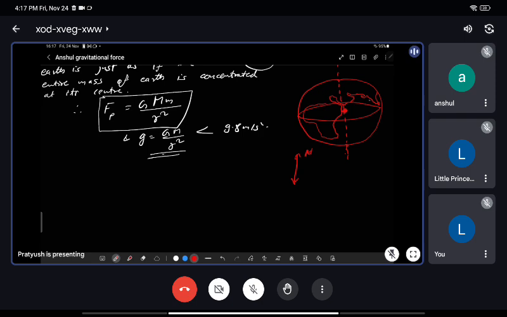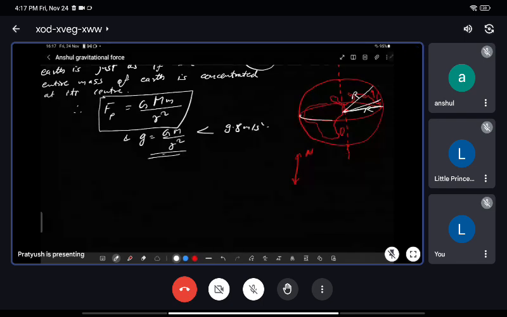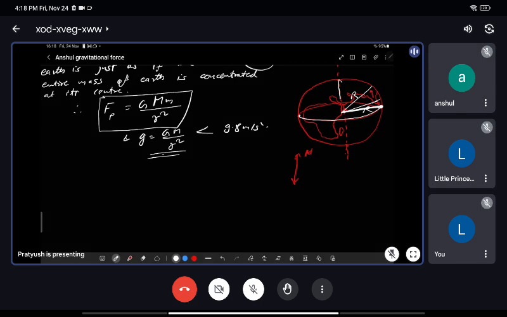Okay, so India is like this here. Here we feel that north is in the upward direction, but each and every point is nearly at the same distance from the earth's center, except this point on the equator, which is at the farthest distance, and this point, which is at the closest distance.